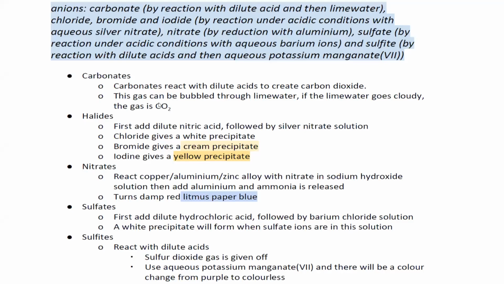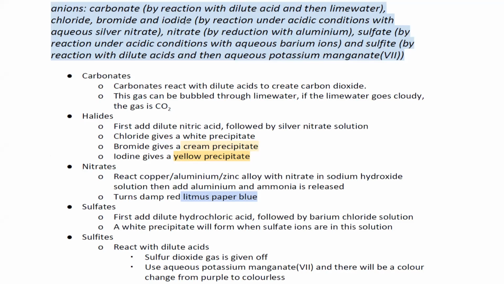So in the previous session, we discussed how to identify the positive ions. Now this is a test for the negative ions, how we can identify the negative ions. If you want to identify the carbonate ion, halides such as chlorine, bromine or iodine, nitrate, sulfate and sulfite, these are the tests and respective observations.